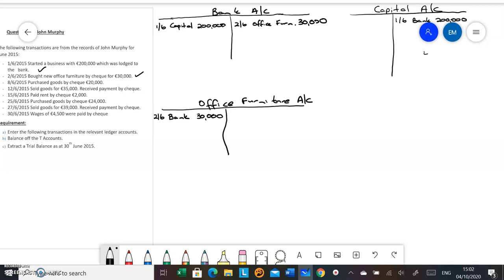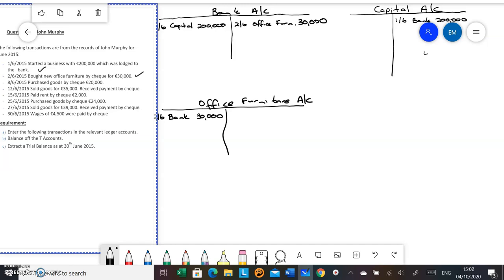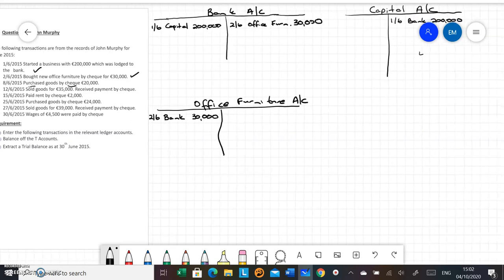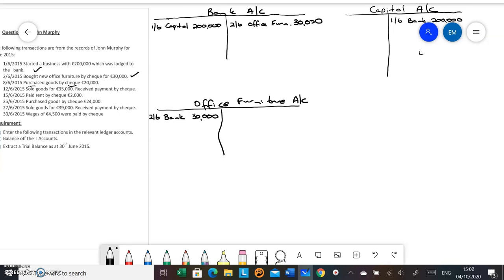So on the 8th of June 2015, the business purchased goods by cheque of €20,000. So there's two parts of that. They bought the goods, they purchased the goods, and they paid for them by cheque. So there is going to be an impact on the bank account. So first up, we are going to open a purchases account. Purchases is an expense, and you will always debit your expense accounts.